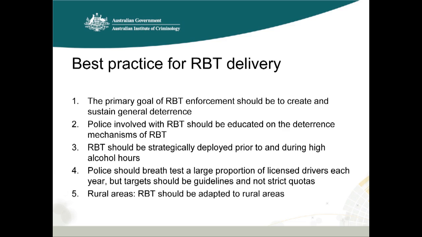And the final guideline that I'm going to talk about is that RBT should be adapted to rural areas. RBT is less effective in rural areas for several reasons. A lack or infrequency of alternative transport coupled with greater travel distances means people are more likely to rely on their personal vehicles for transport, and limited police resources in these areas may hinder the adequate delivery of deterrence-based enforcement. However, the biggest problem in rural areas is that word gets around very quickly when police establish any sort of RBT operations. So drinkers can easily find out where police are conducting breath testing.